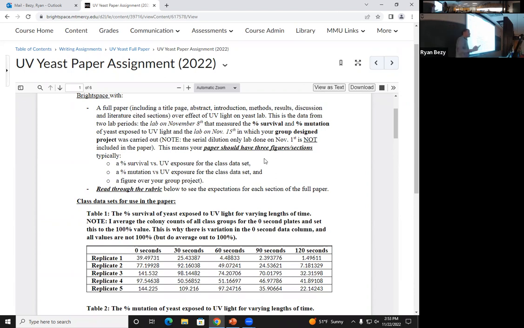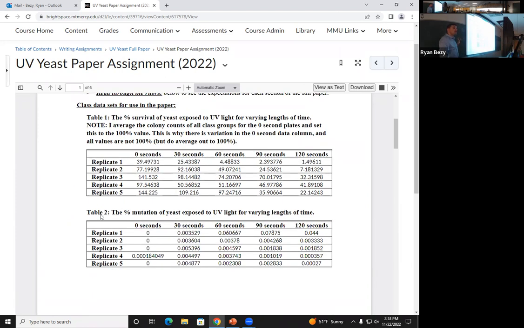But you're doing the class data set, not just your individual group data set. So you're using the class as replicates, and you've got to find the averages. You're not graphing individual replicates. You're graphing the average of all the different class groups. So you should have one bar that's the average of the 0 second, one that's the average of the 30, average of the 60, 90, 120. But that first figure should have 1, 2, 3, 4, 5 bars in it total. And it should be the average percent survival at 0 seconds versus, and so on and so forth. Does that make sense, everybody?